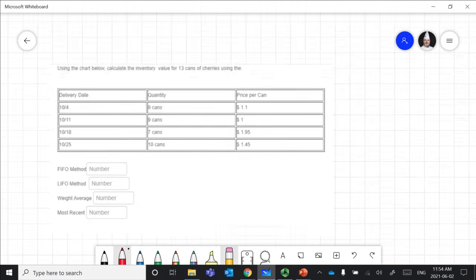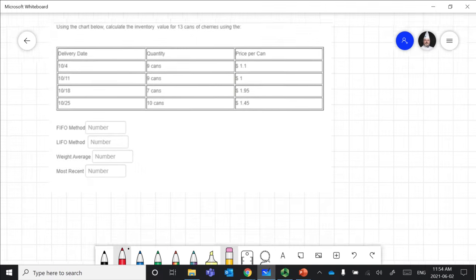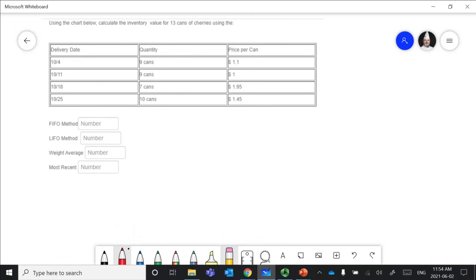I have an example here of a typical question that you would see in my class. So we're going to calculate with all four different methods, and we have different delivery dates, October 4th, October 11th, October 18th, and 25th, and different amounts on each of those days. The first thing I like to do is draw my little counter with my chef so that I can get FIFO and LIFO straight in my head. That's a terrible chef's hat.